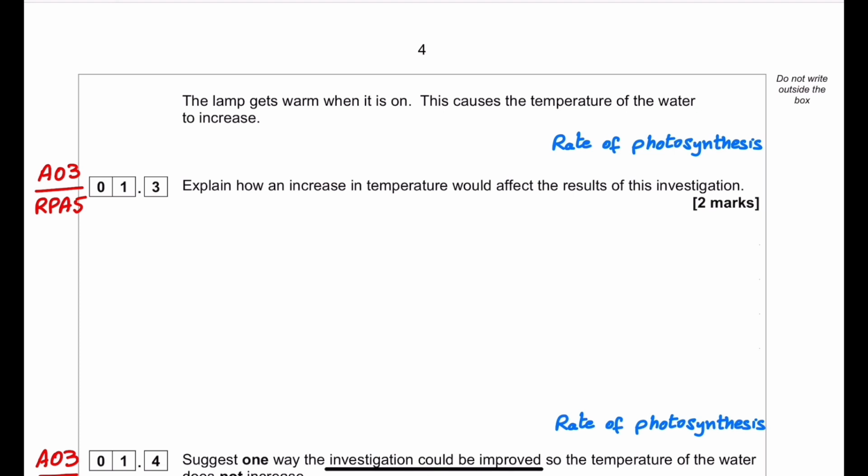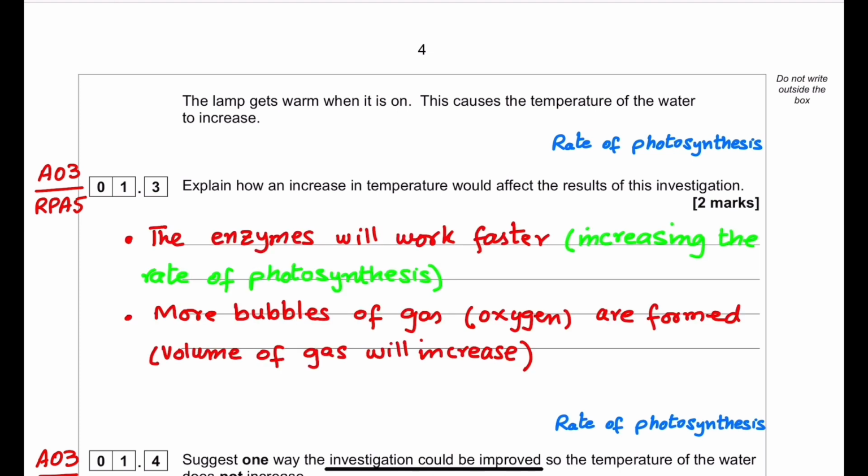As the temperature increases, the rate of photosynthesis will increase. As a result of that, more bubbles will be formed and the volume of the gas will increase. The reason is the enzymes will work faster at the high temperature. Let's see the model answer. The model answer is: the enzymes will work faster, meaning the rate of photosynthesis increases. So more bubbles of the gas, meaning oxygen gas, will be formed. The volume of the gas will increase.